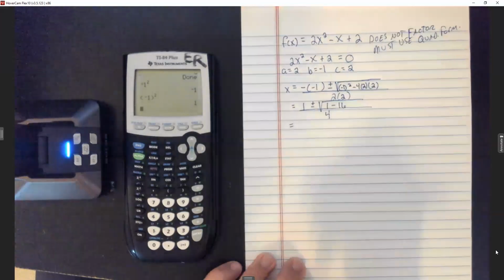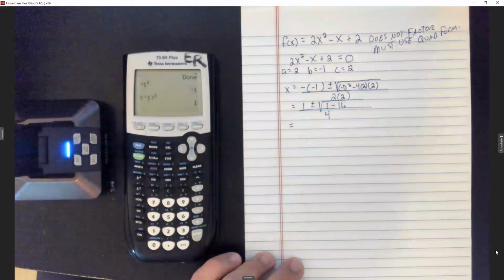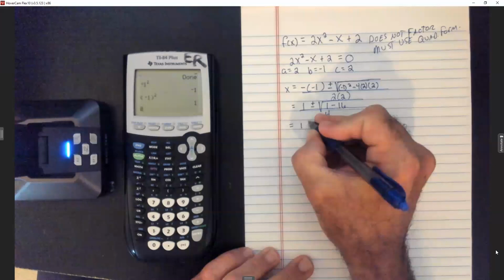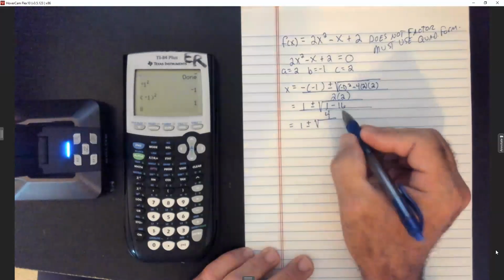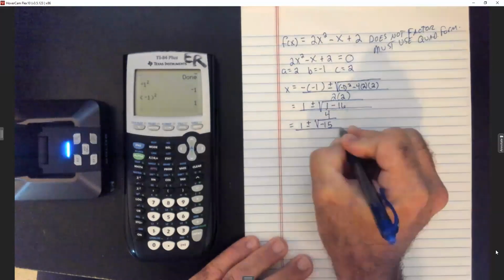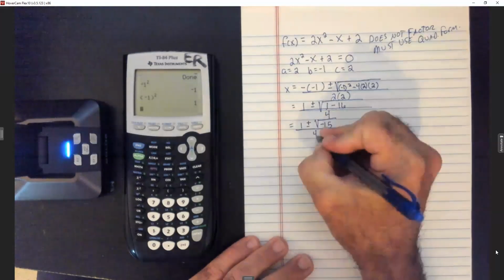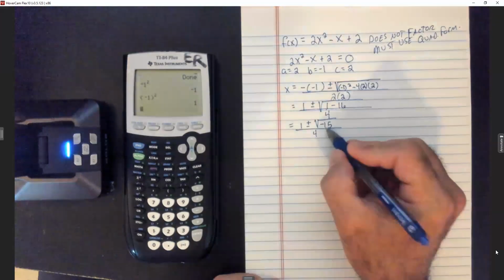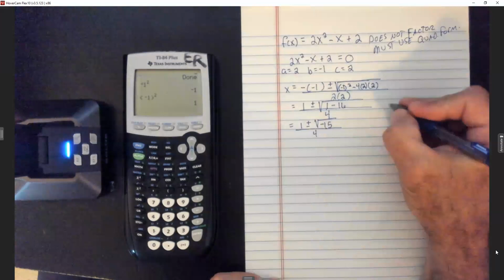All right, so next, work under the radical. So bring down the 1, plus or minus, square root. 1 minus 16 is a -15, all over 4. So remember, what you got to do now is simplify that radical. So I'm going to do some side work on the radical.